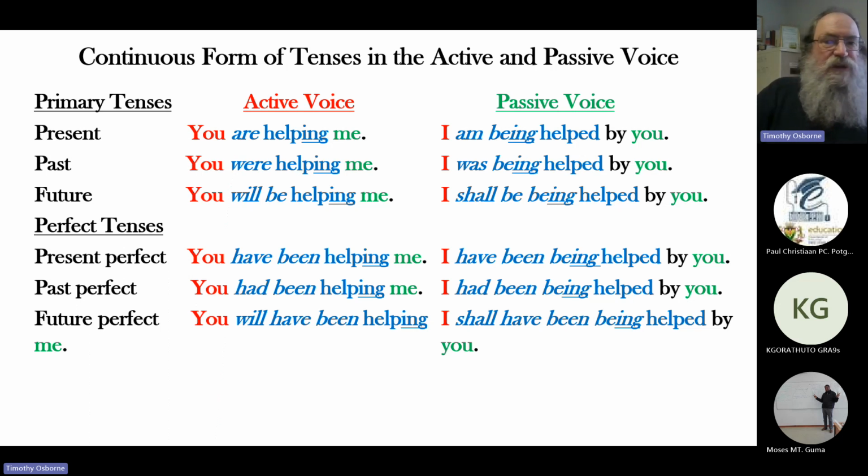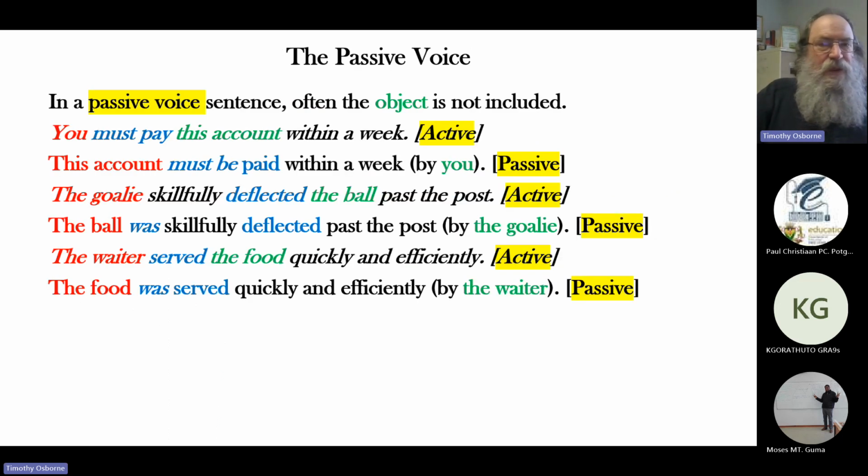In the future perfect, you will have been helping me. Okay, straightforward. But I shall have been being helped by you. And that, to my mind, having 4 auxiliary verbs all in a row sounds absolutely appalling. And that's why we don't use a passive voice as much as we use the active voice.